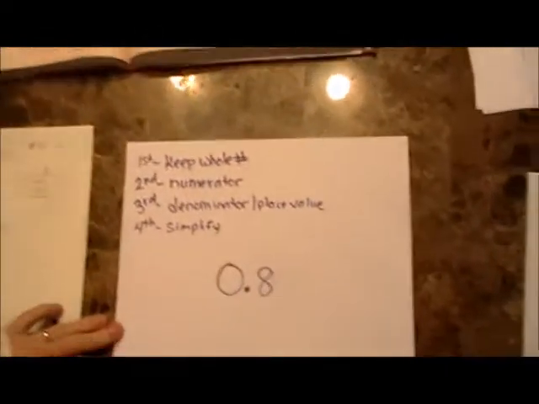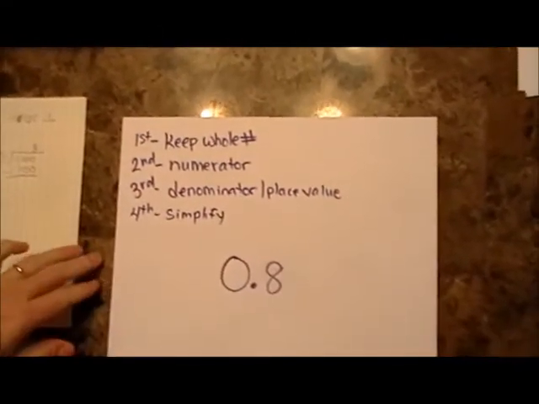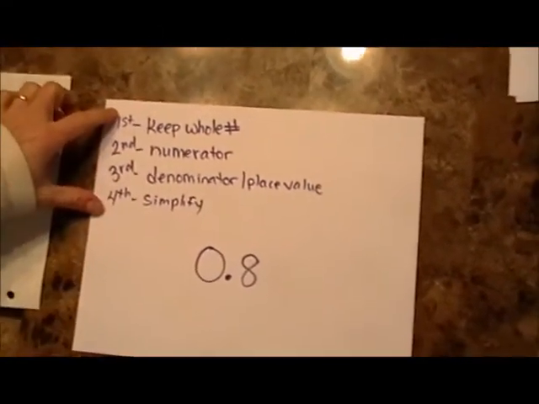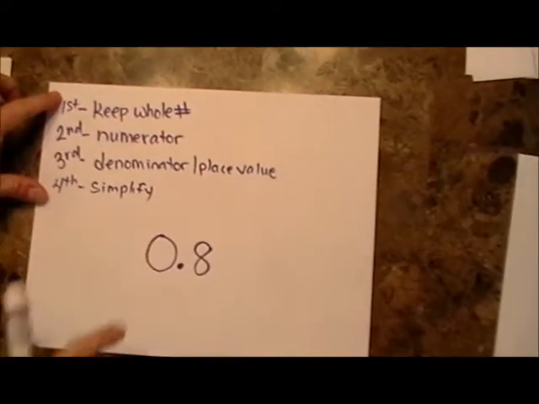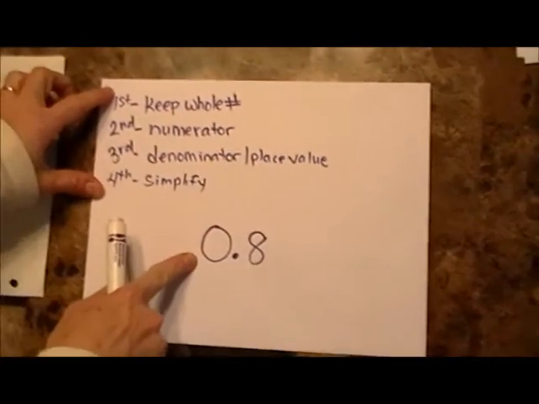We're ready to start lesson 6. It's on writing decimals as fractions. There are 4 steps you need to remember, and I have made a paper to pass out to you later that helps you with the steps. But the first is to remember to keep the whole number if there's a whole number. There's no whole number on this, so we don't have to worry about it.